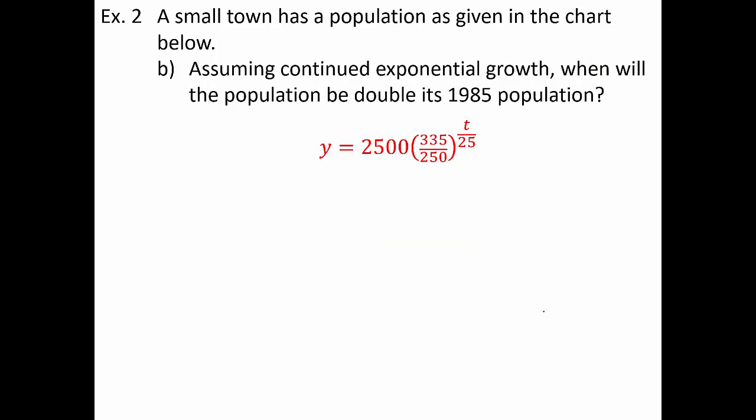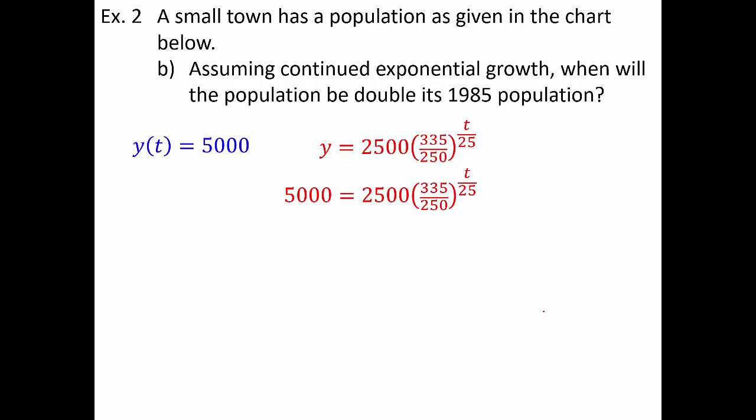Assuming continued exponential growth, when will the population be double its 1985 population? Well, if in 1985 the population was 2,500, what I'm asking you is when will the population be 5,000? So we want to solve for t when y equals 5,000. So let's plug in 5,000 for y and solve for t. Pause here, play when you're ready.